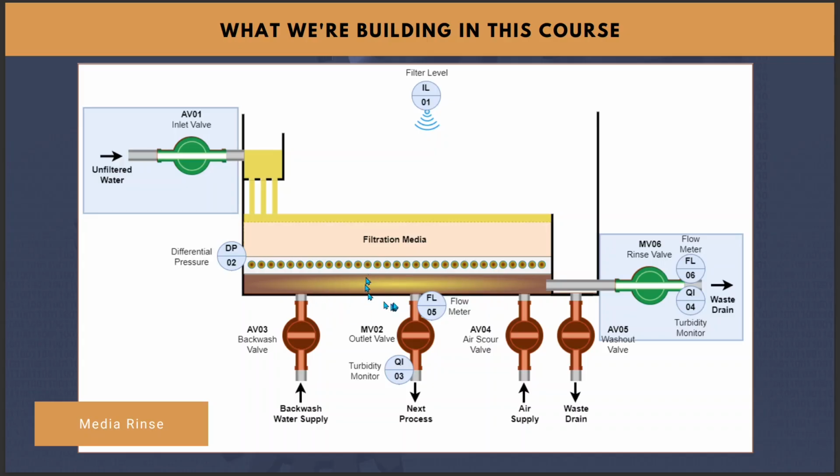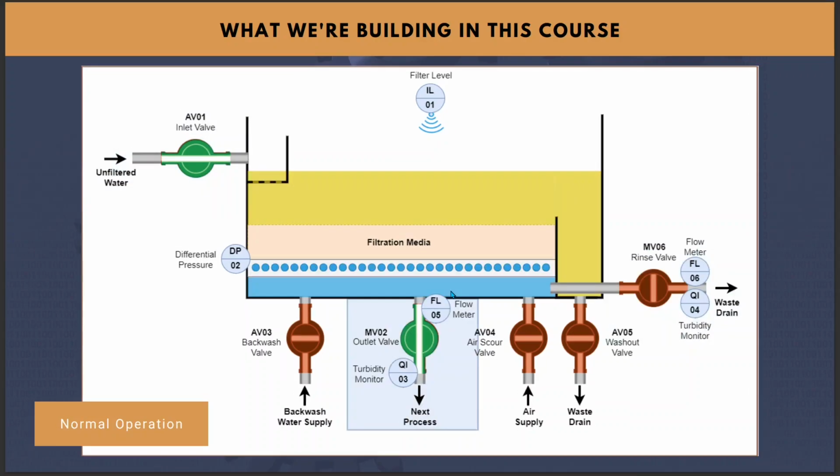It also replaces the backwash water underneath the filtration media with eventually clean filtered water once we've detected that on the turbidity monitor. And after that, we then drop back into normal operation, where we open our outlet valve and continue the normal operational process of monitoring for wash conditions or failures.